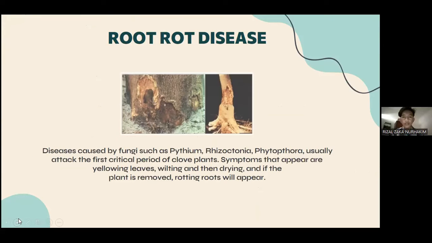And the next disease is root rot disease. This is caused by fungi such as Pythium, Rhizoctonia, and Phytophthora, which usually attack during the first critical period of clove plants. Symptoms that appear are yellowing leaves, wilting, and then drying. And if the plant is removed, rotting roots will appear.